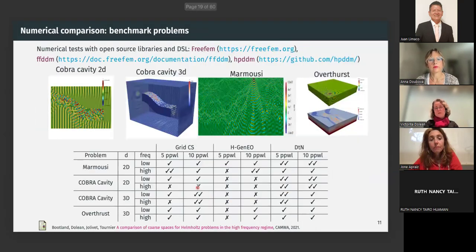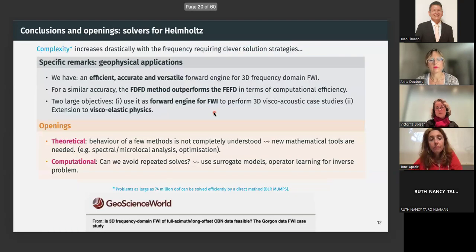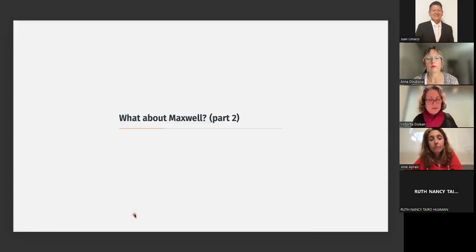With this kind of thing, we pushed this grid coarse space further, and we did larger scale computation for geophysics. So now we have a tool that works very well as a forward engine for full waveform inversion for the three-dimensional case. So there are a lot of openings. We are working on more theoretical aspects to understand how these methods work, and also computational aspects in order to do a bit more physics. We obtained some very good results in a more sophisticated test case. So this was the part on Helmholtz.